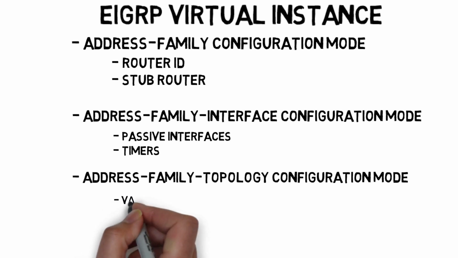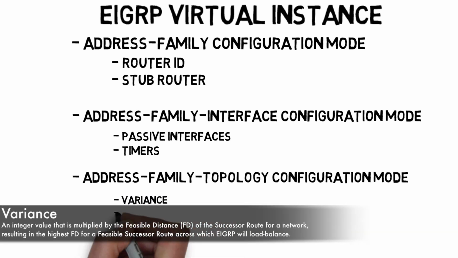It's here where we could set up things like the variance option, where we could load balance across paths that have unequal metrics. For example, let's say that I've got two different ways to get to a destination network. One way has a metric of 1 million. Another way has a metric of 1.5 million. Well, normally I'm just going to go with the best route. I'm going to go with the lowest feasible distance. However, if I set my variance to 2, let's say, suddenly I can use that other route.